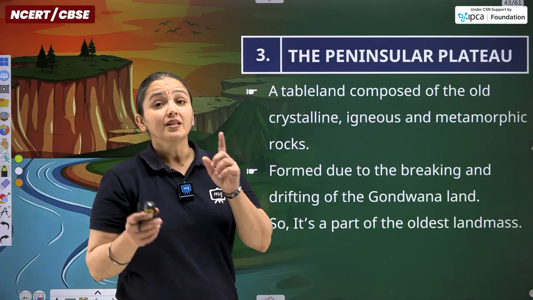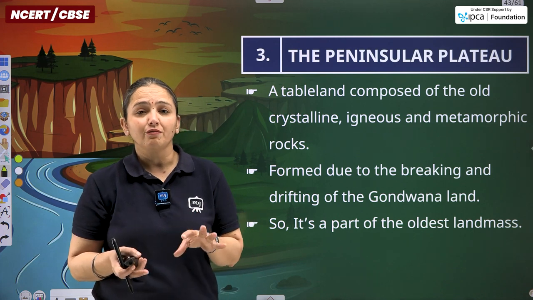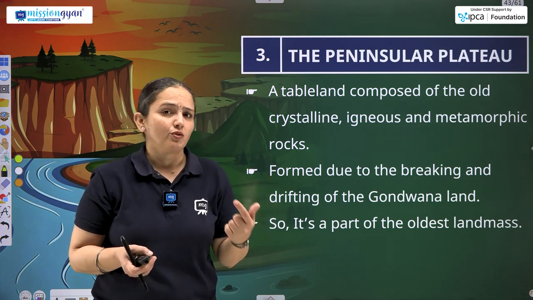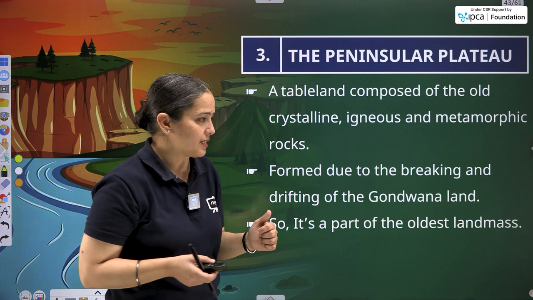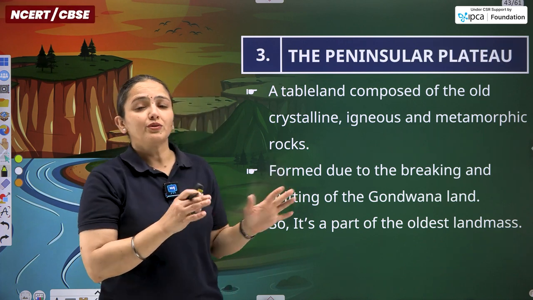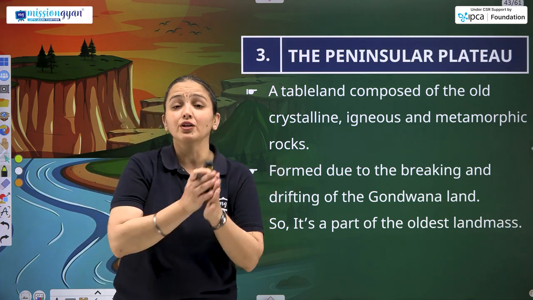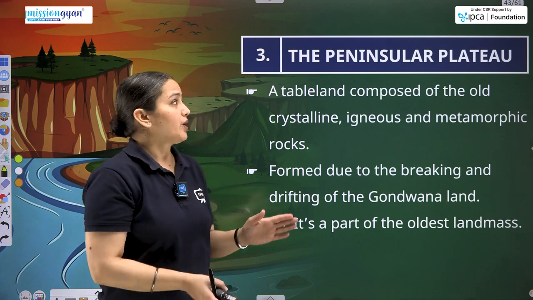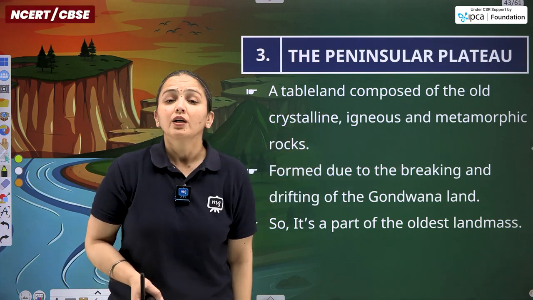Yes, you are getting it right. Subsistence farming, where the agriculture is done for one's own consumption, so by the farmer for his family's sake. Now that was all about the division and the explanatory part of the plains itself. Now we are going to discuss the peninsular plateau.